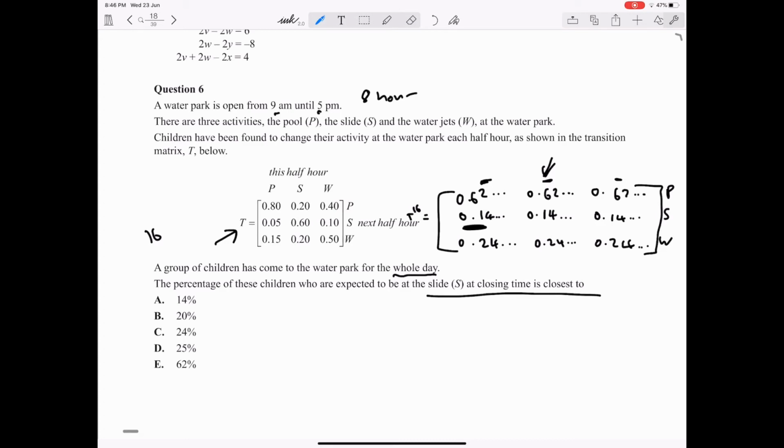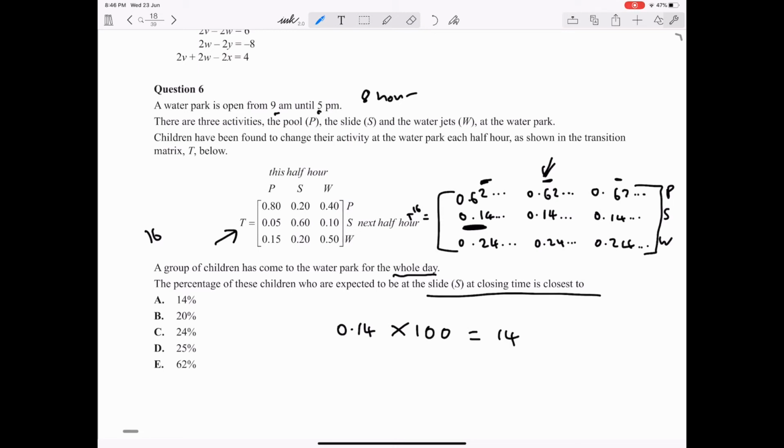So basically this suggests that 0.14 is a proportion of the total number of children that will be at the slide at closing time. So if 0.14 is a proportion, then you convert that to a percent. You times that by 100, and that'll give you 14%, which is of course rounded to the nearest percentage.